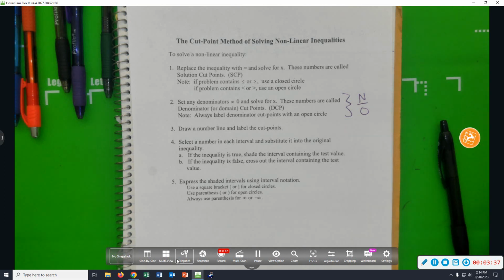I like to do a problem that illustrates all 5 steps. So that's how I like to start off. So we're not going to start at number 1 in this assignment. We're going to start at number 5.